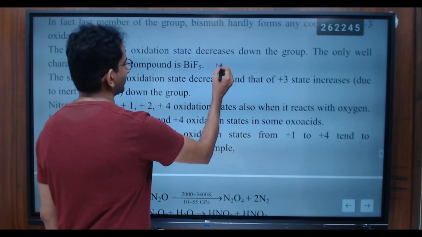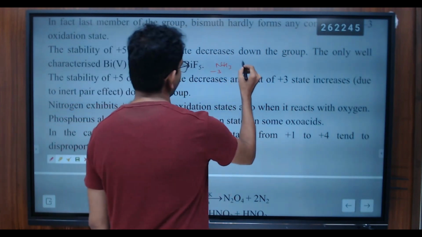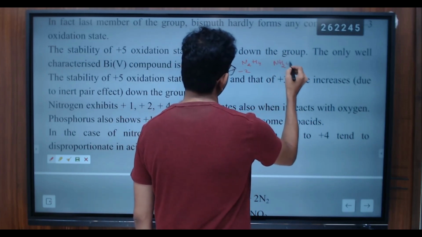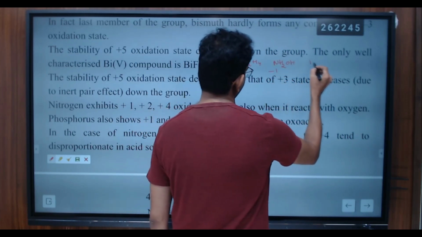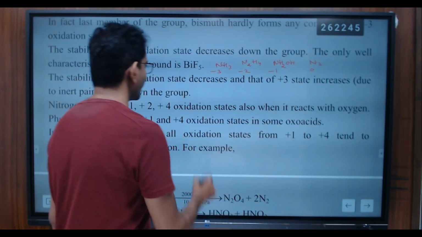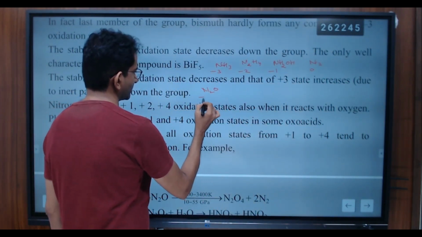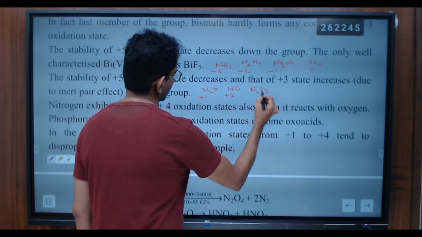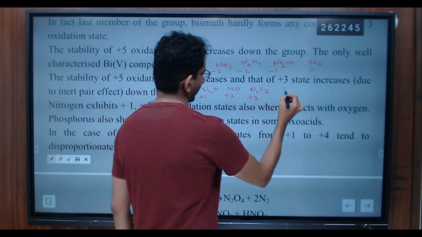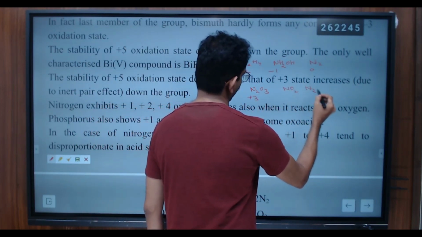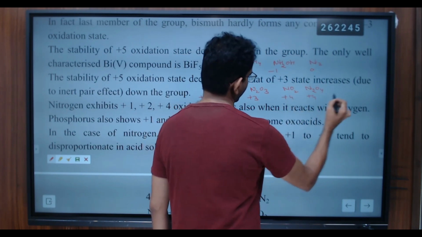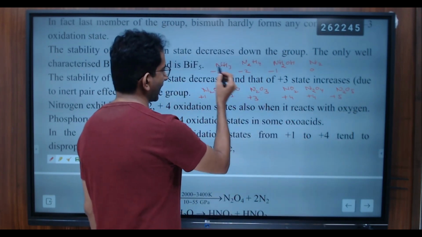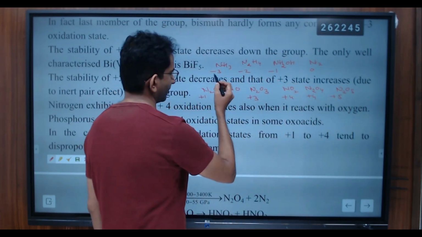Let's take NH3, in which it is -3. In N2H4 it is -2. In NH2OH, hydroxylamine, we know it is -1. In N2 it is 0. If we take N2O, it is +1. In nitric oxide it is +2. In dinitrogen trioxide it is +3. In NO2 and N2O4 it is +4, while in N2O5 it is +5. So nitrogen has a very large range of oxidation states, ranging from -3 to +5.